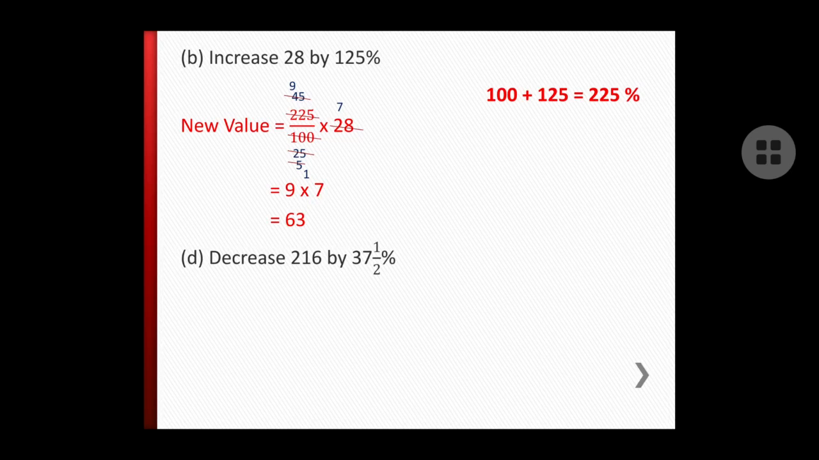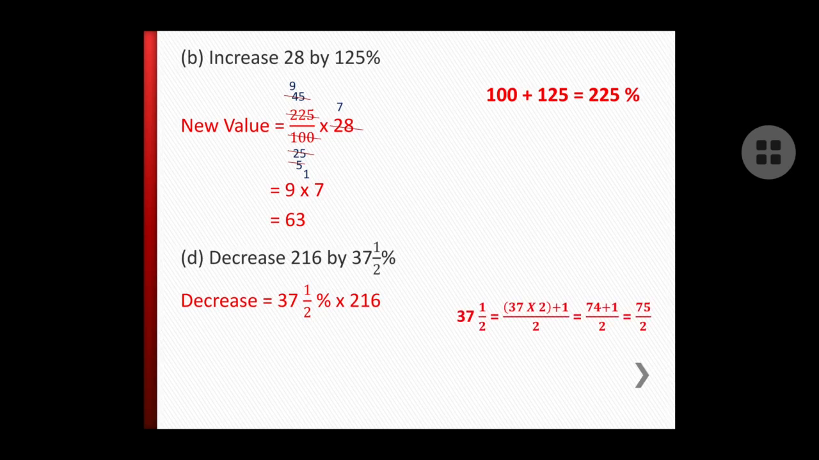Okay, so decrease 216 by 37 1 by 2 percentage. First we will find what is that 37 1 by 2, then that percentage, then we will find the decrease, then we will subtract it from 216. So first method I am following. First tell me, what is 37 1 by 2 percentage of 216 is the decrease. So what is this 37 1 by 2? How will you find it?